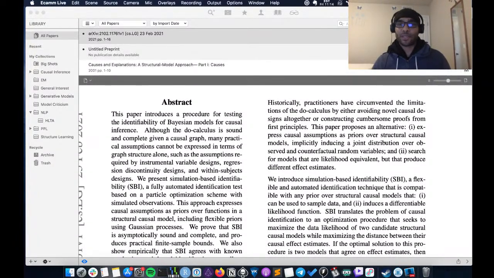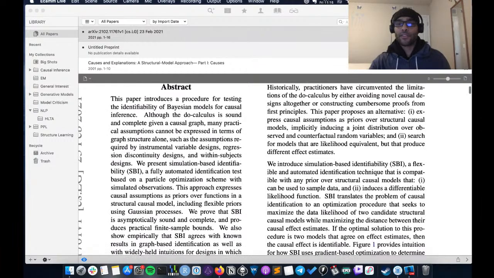Historically, practitioners have circumvented the limitations of the do calculus by either avoiding novel causal designs altogether or constructing cumbersome proofs from first principles. This paper proposes an alternative: 1, express causal assumptions as priors over structural causal models, implicitly inducing a joint distribution over observed and counterfactual random variables, and 2, search for models that are likelihood equivalent, but that produce different effect estimates. That's interesting. So likelihood equivalence means that the models will all provide the same likelihood. They all explain the data. They all provide equally likely explanations of the data, but these different explanations would yield different answers to causal queries. And so that seems to be what they're trying to get towards.